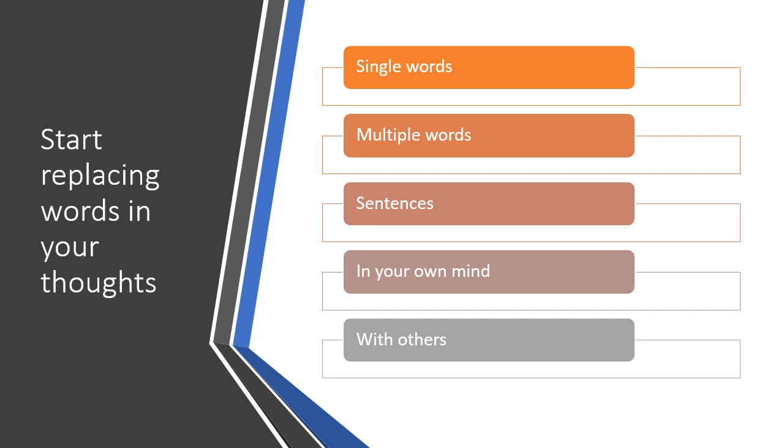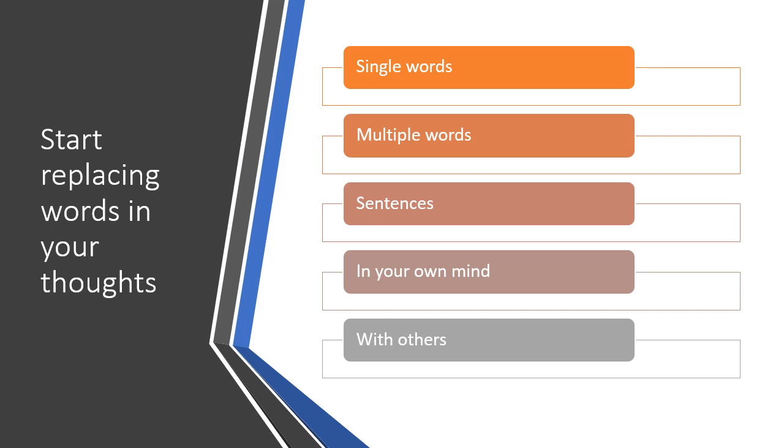So slowly you can start replacing these words one by one in your mind, at least first. If you're not comfortable expressing this to others, then start using these words in your mind first, and then forming the sentences in your mind. Then start putting these across to others when communicating with others.